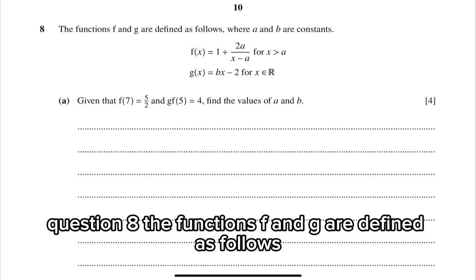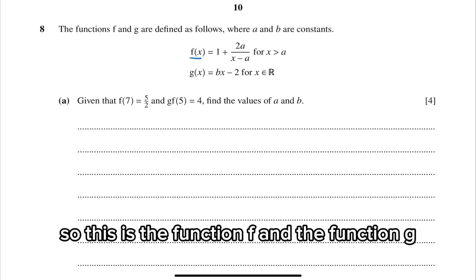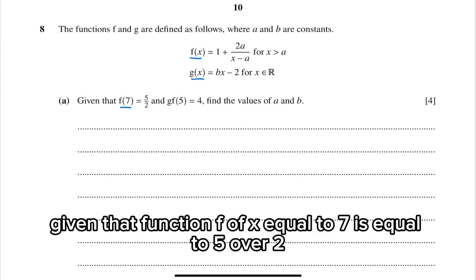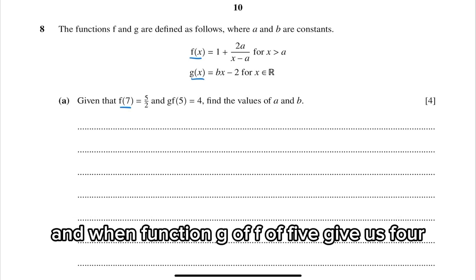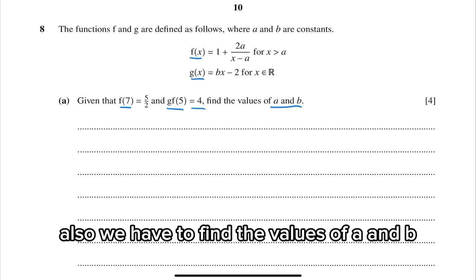Question 8. The functions f and g are defined as follows, where a and b are constants. So this is the function f and the function g. Given that f of 7 is equal to 5/2, and when g of f of 5 gives us 4, we have to find the values of a and b.